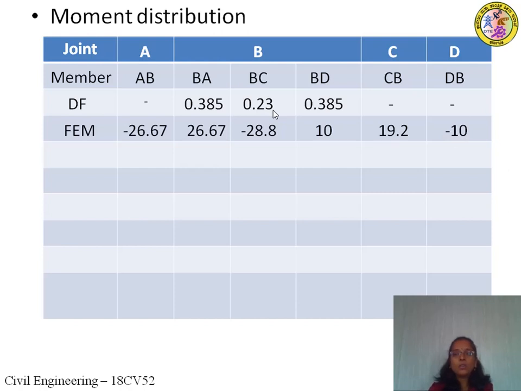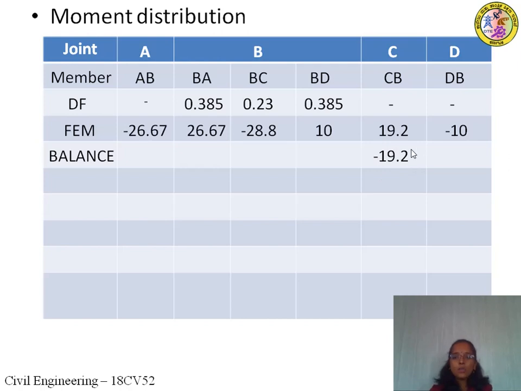Okay, so if you look into the frame, C is the roller. Okay, so first we will balance the roller support, that is joint C. So next step is to balance the roller support. So we know that the final moment at joint C will be 0. Therefore, to make it as 0, we will apply a moment of minus 19.2.